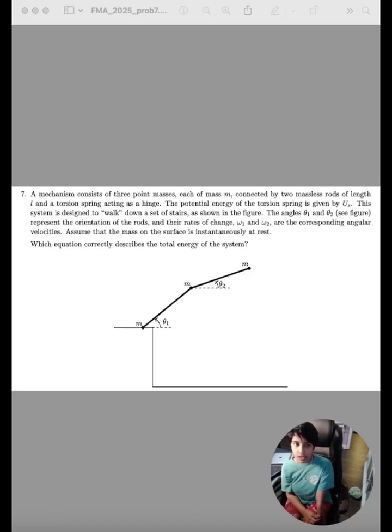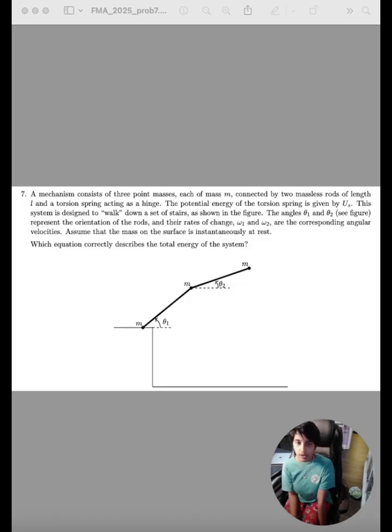A mechanism consists of 3 point masses, each of mass m, connected by two massless rods of length L and a torsion spring acting as a hinge. The potential energy of the torsion spring is given as U sub S. This system is designed to walk down a set of stairs, as shown in the figure.